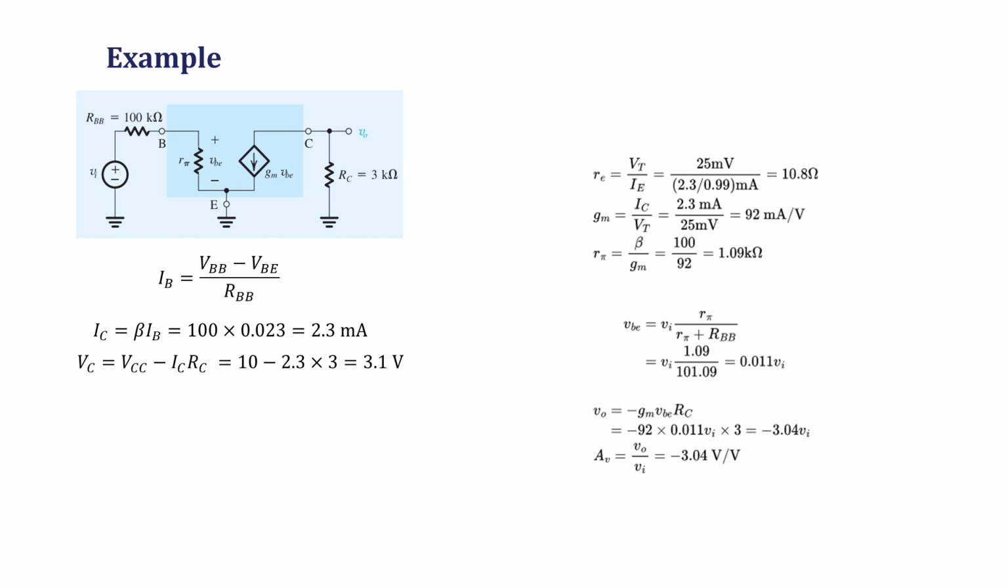The base emitter voltage divides down from Vi by the ratio R-Pi over R-Pi plus Rbb, giving about 0.0111 times Vi. Finally, Vo equals negative Gm times Vbe times Rc, which comes out to negative 3.04 times Vi. So the voltage gain Av equals Vo over Vi or negative 3.04 volts per volt. This example demonstrates how to analyze amplifiers using the R-Pi model. Work out a few examples given in textbooks to understand these models better. With this, we have come to the end of the lesson. Thank you.